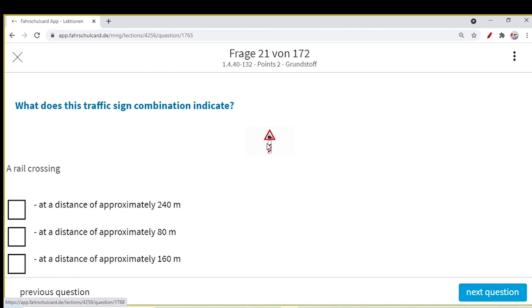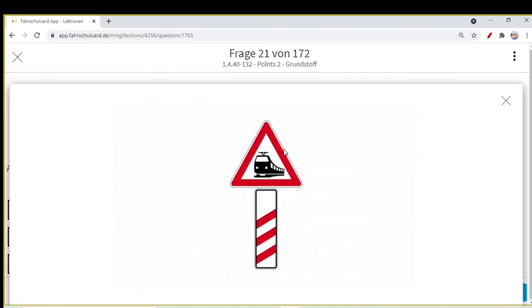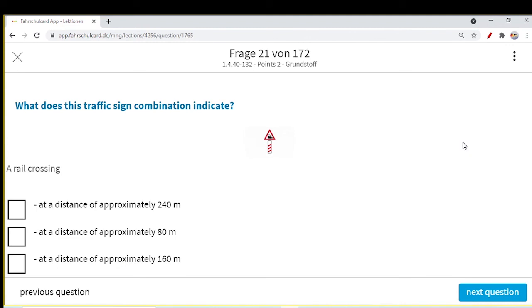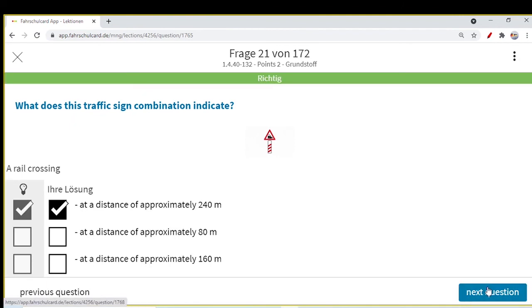The next question is, there is a traffic sign combination. The red triangle means a danger, and then this sign means 80, 160, 240 meter, 3 lines. So 240 meter ahead is a railway crossing, and there could be a dangerous situation for you. You need to be very careful. So a rail crossing at a distance of 240 meter, because there are 3 lines.